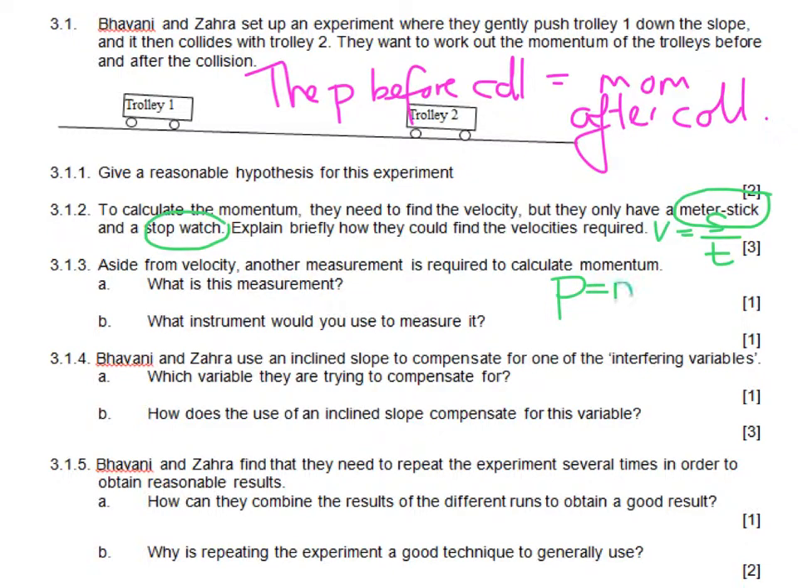Aside from velocity, another measurement is required to calculate momentum. Momentum is equal to mass times velocity. So what would you need? You would need to measure mass. And what could you do that with? Either a scale or a triple beam balance or something along those lines.